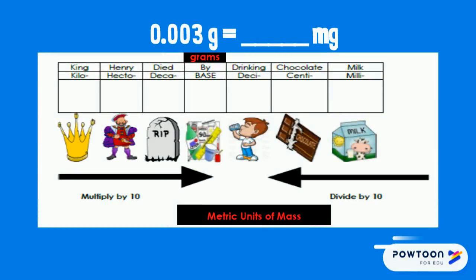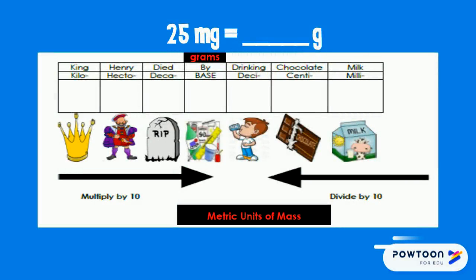In this example, I'm converting 3/1000ths of a gram into milligrams. So I'm going from a bigger unit to a smaller unit. If I start at my base with my 3/1000ths of a gram, I can see that I need to move 3 places to the right to get to milligrams, and I do the same thing with my decimal, and that leaves me with 3.